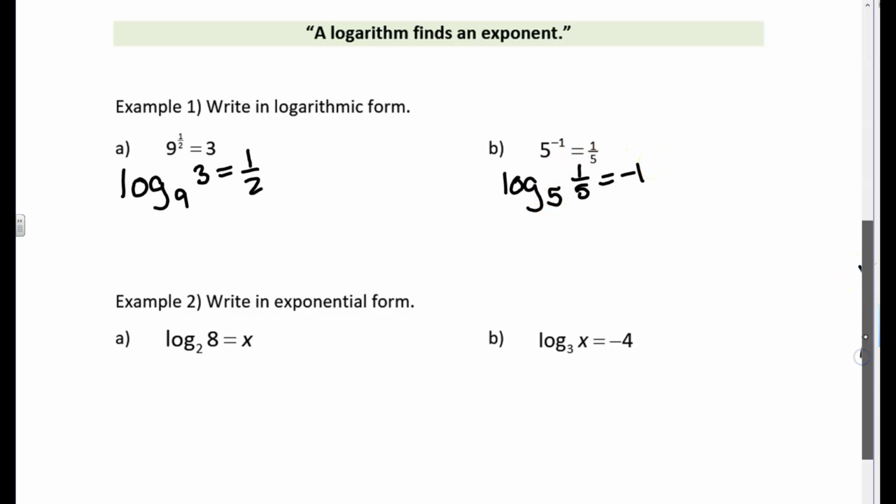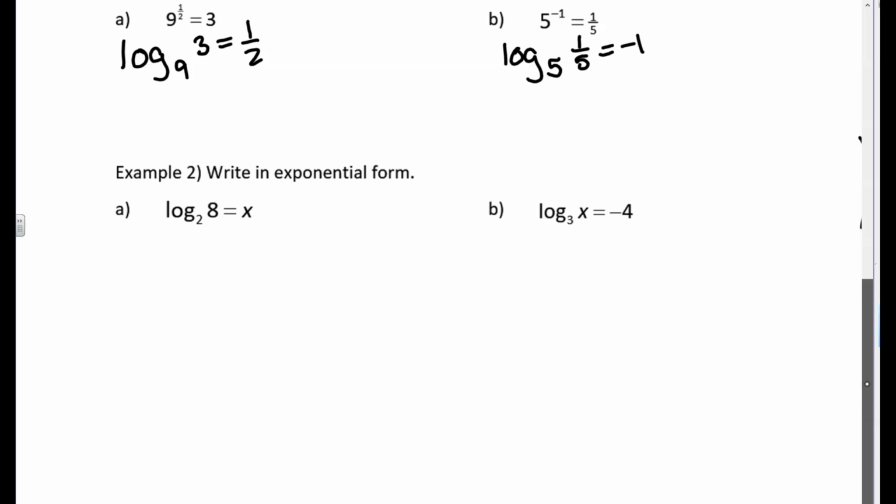We can also do this in reverse. Log base 2 of 8 equals x. I can rewrite that in exponential form as 2 to the x equals 8. And log base 3 of x equals -4 is 3 to the -4 equals x.